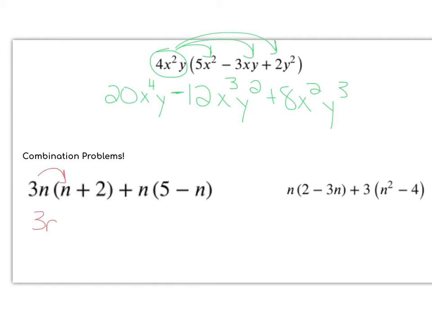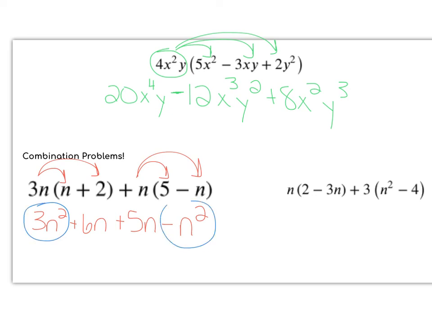3n times n is 3n squared. 3n times 2 is 6n, plus n times 5 is 5n, and n times a negative n is negative n squared, okay? Now I want to look for my like terms. Well, I have 3n squared minus n squared. I can combine that. That becomes 2n squared. And I have 6n plus 5n, that becomes 11n. After you have combined like terms, that's as far as you can go. You're done.